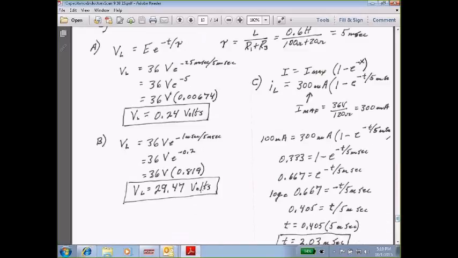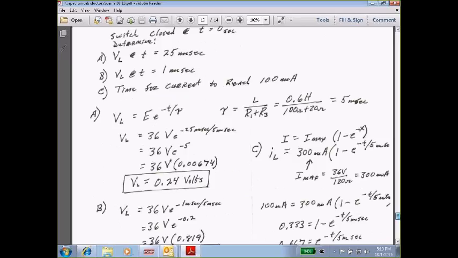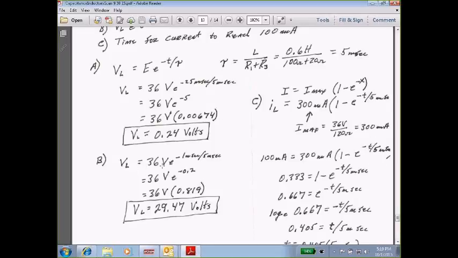Okay, now B, voltage across the inductor at 1 millisecond: 36 volts times e raised to the minus 1 millisecond over 5 milliseconds. That would be raised to the minus 0.2. That's 0.819. 36 volts times that, 29.47 volts. So we see our decay rate is fairly rapid once we get here. We're looking at 1 millisecond, up here 25 milliseconds, and you can see the difference in your rate of decay.